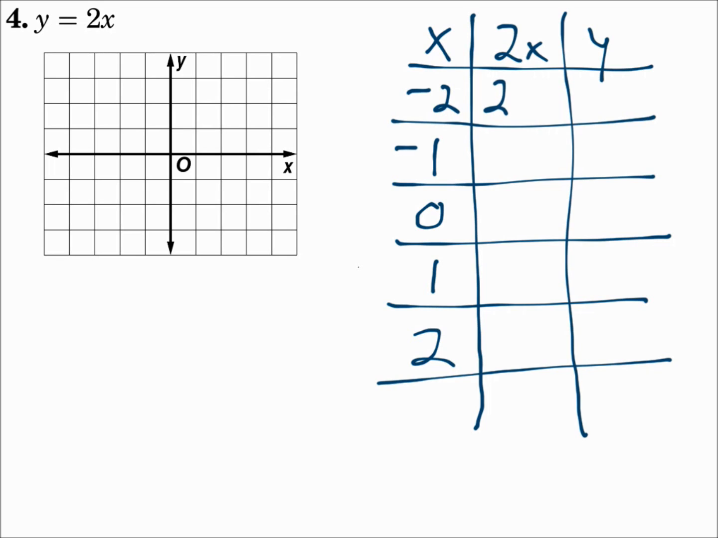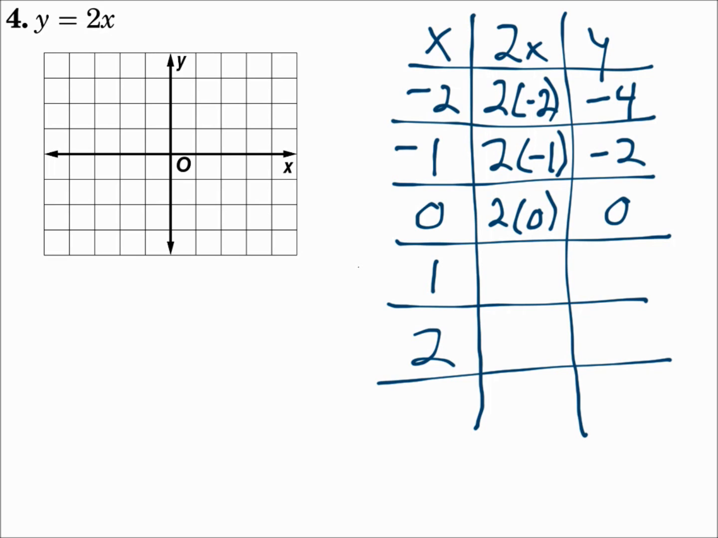For the first row, x is negative 2, so 2 times negative 2 is negative 4. The next row, 2 times negative 1 is negative 2. The third row, 2 times 0 is 0. The fourth row, 2 times 1 is 2. And the bottom row, 2 times 2 is 4. So each time we're substituting in the x values and solving for the y value.